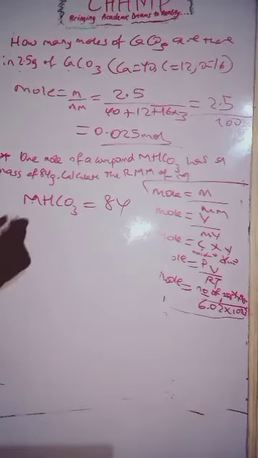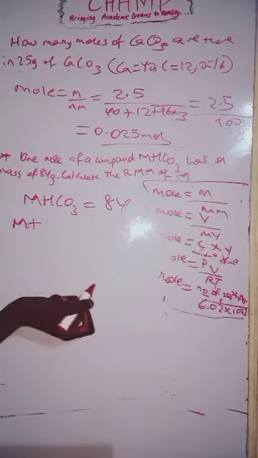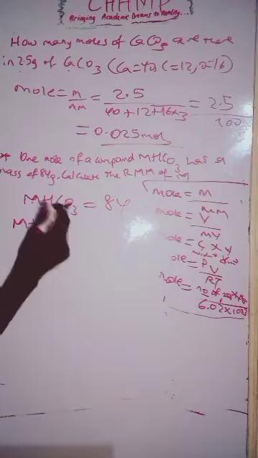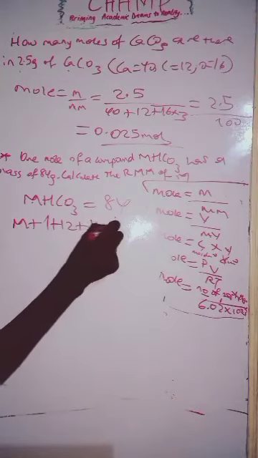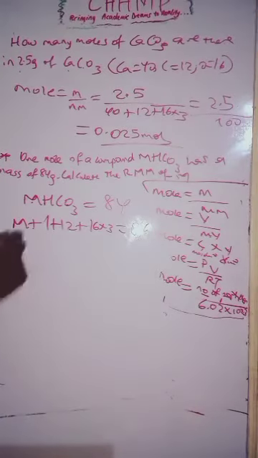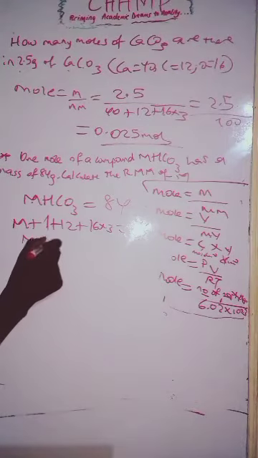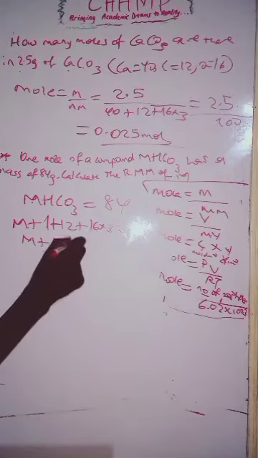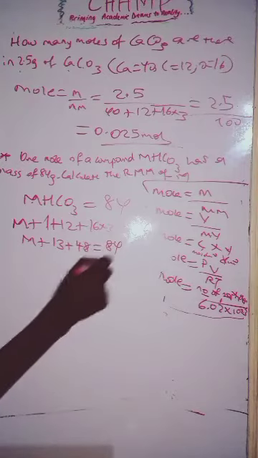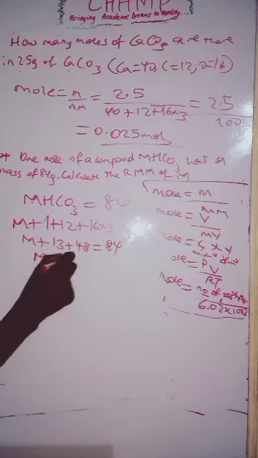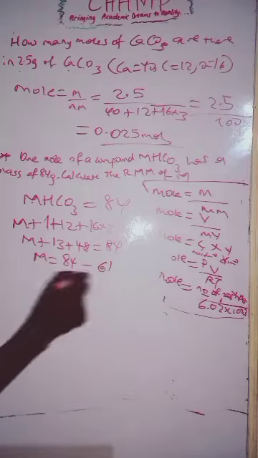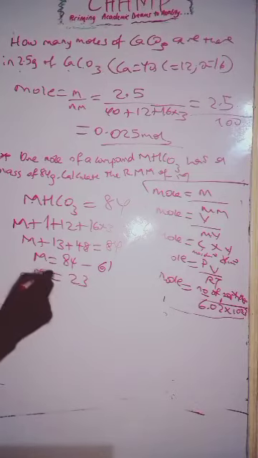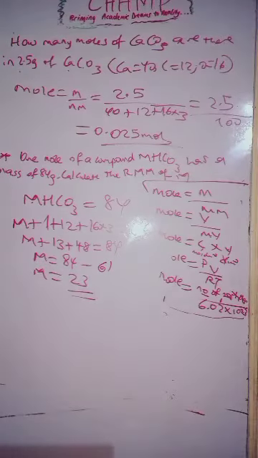It gives you 84. So you don't know your M. What's the molar mass of hydrogen? 1. What's the molar mass for carbon? 12. What's the molar mass for oxygen? 16 times 3. So M plus 1 plus 12, that's 13, plus 16 times 3, that's 48, is equal to 84. M is equal to 84 minus 13 plus 48, that's 61. That's 23. M is equal to 23. So that's the relative molecular mass of M.